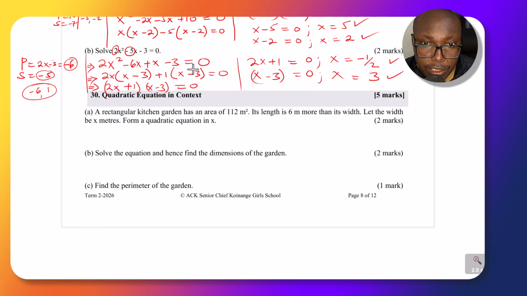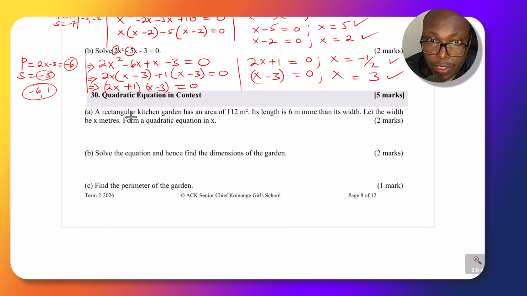You can solve question 30, quadratic equations in context. This application of quadratic equations. A rectangular kitchen garden has an area of 112 meters squared. Its length is 6 meters more than its width. Let the width be x meters. Form a quadratic equation in x.